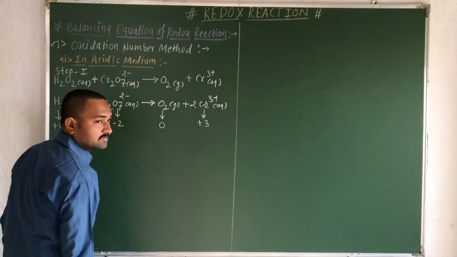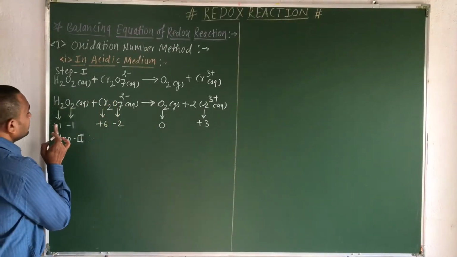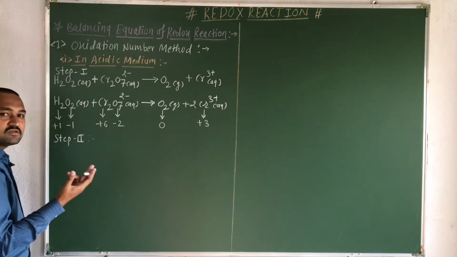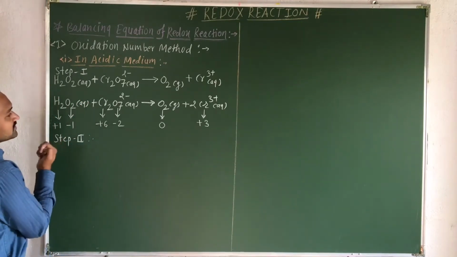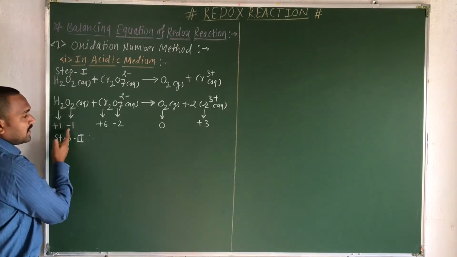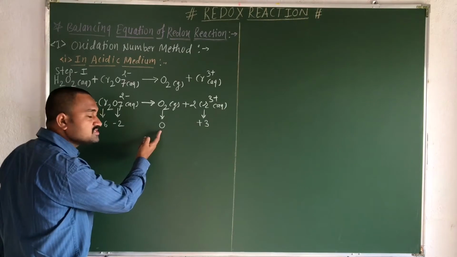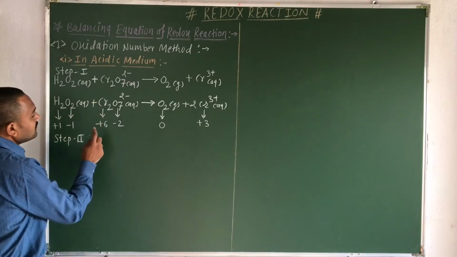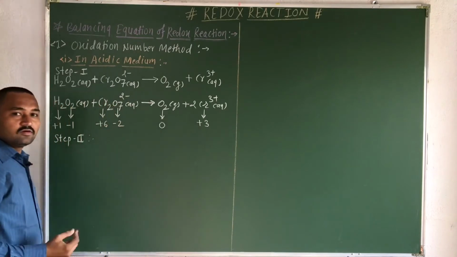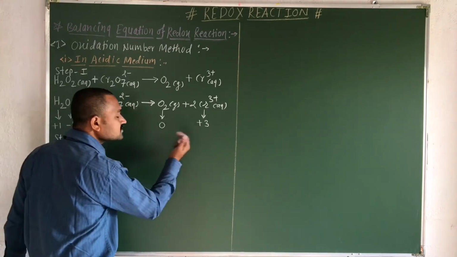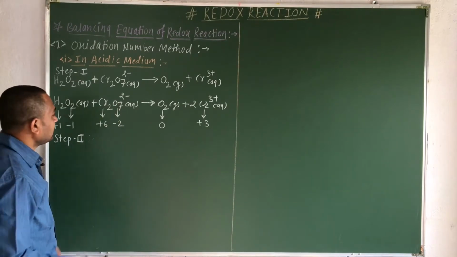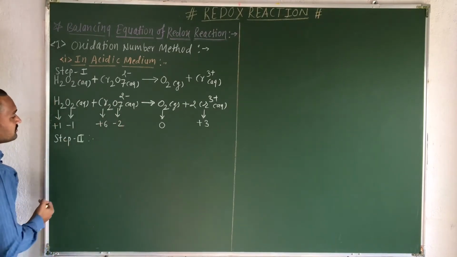Observe this reaction. We know that increase in oxidation number is oxidation process and decrease in oxidation number is reduction process. So let us find out. We know that in this H2O2, the oxygen atom goes from minus 1 to 0, that means there is increase in oxidation number. Now here chromium goes from plus 6 to plus 3. Okay, so obviously there is decrease in oxidation number. So we have to simply note down this one. And how can we apply this step here?